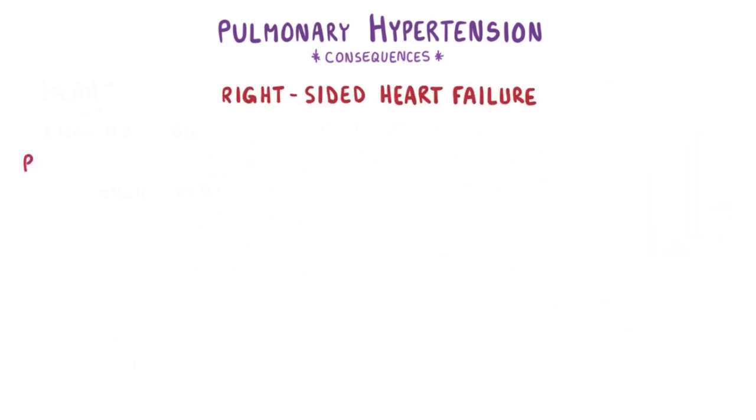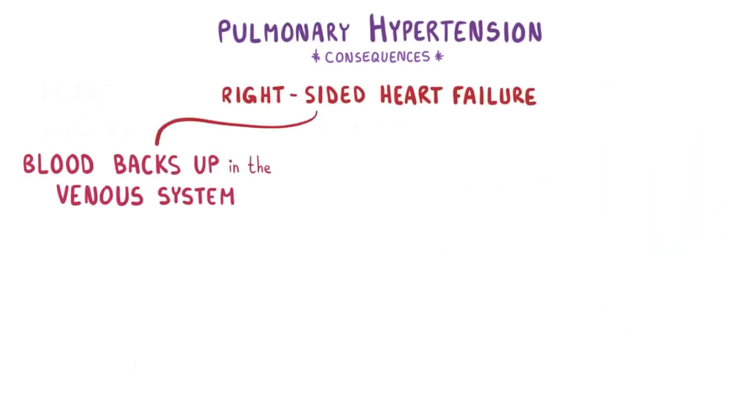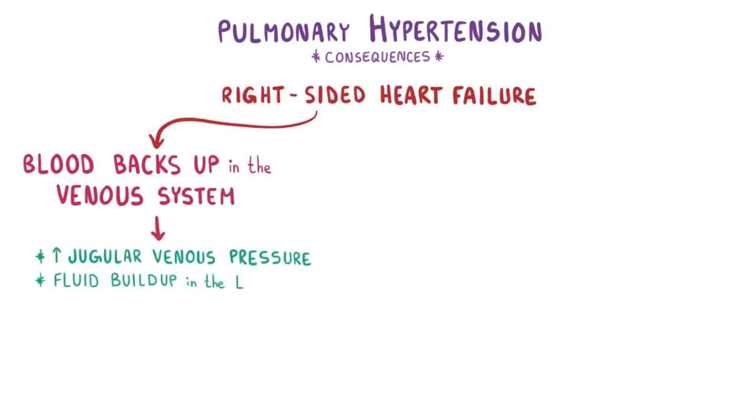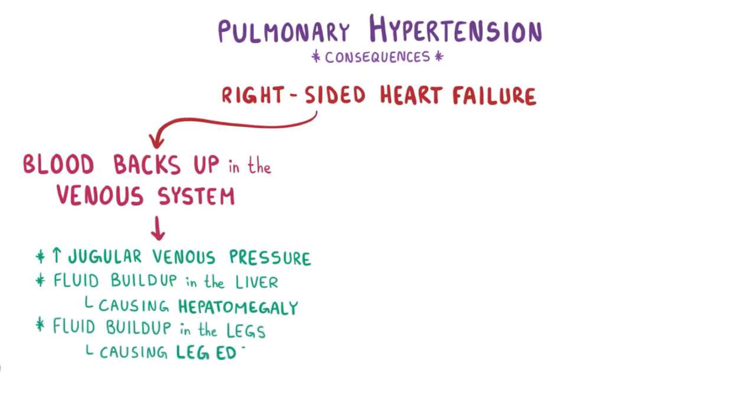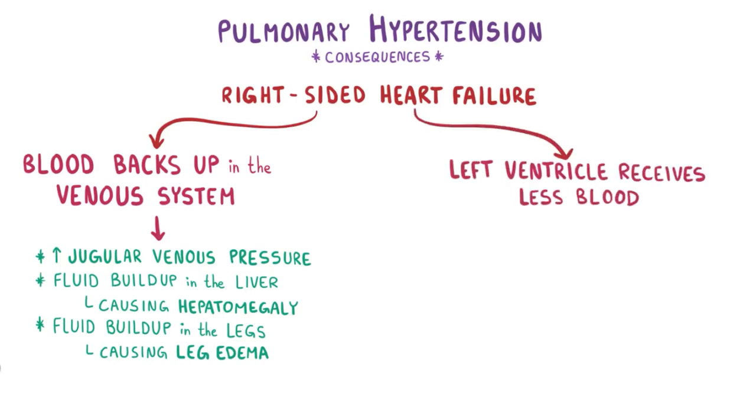Right-sided heart failure causes blood to get backed up in the venous system, and this leads to elevated jugular venous pressure, fluid buildup in the liver, causing hepatomegaly, and fluid buildup in the legs, causing edema. Also, right-sided heart failure means that the left ventricle receives less blood, and to compensate for that, it has to pump harder and faster.